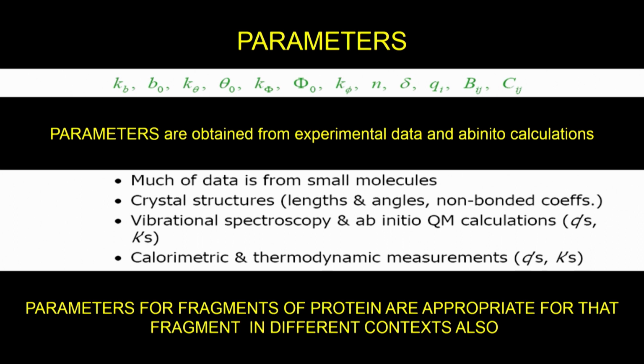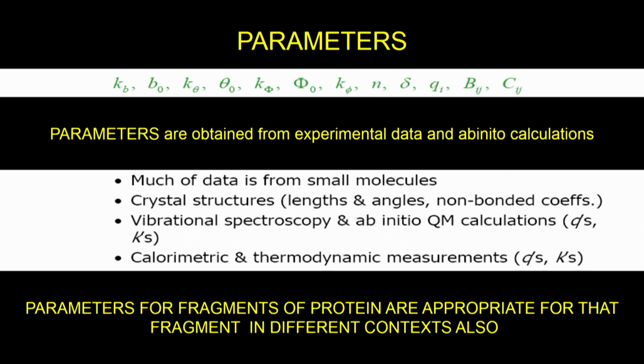So I collect data from small molecules, but when I go to a larger molecule I assume those parameters do not change, you understand. So if I have a small molecule which has a CO bond, I get the parameters for that, but when I go to a large molecule and it has a CO bond, I assume that parameters do not change. That is a very important assumption I make. So parameters for fragments of proteins are appropriate for that fragment in different contexts also.